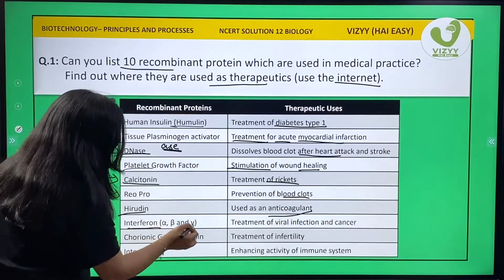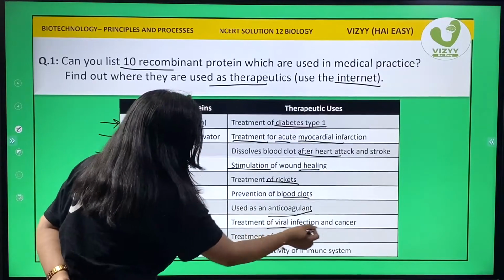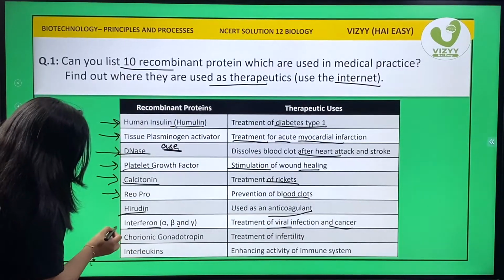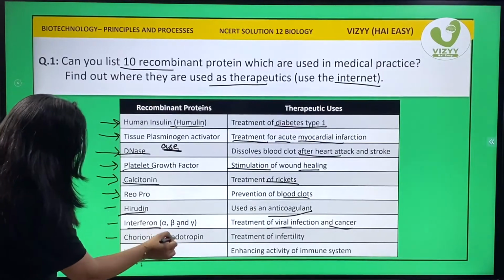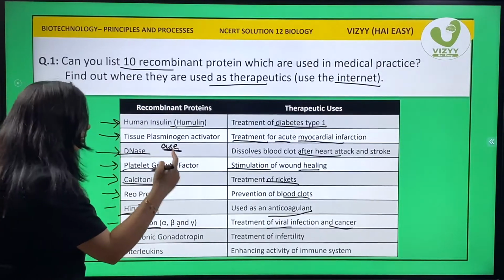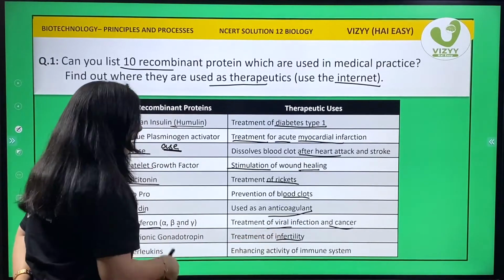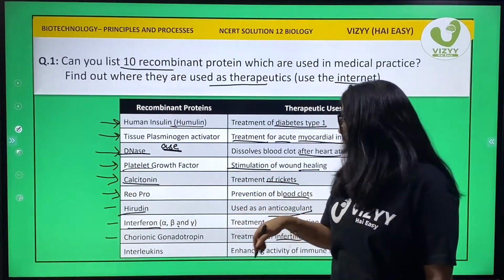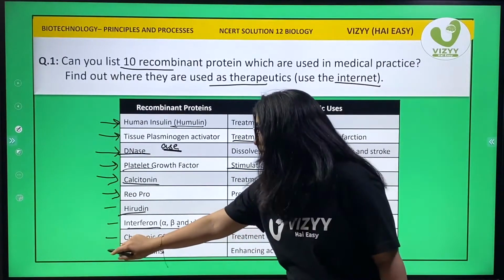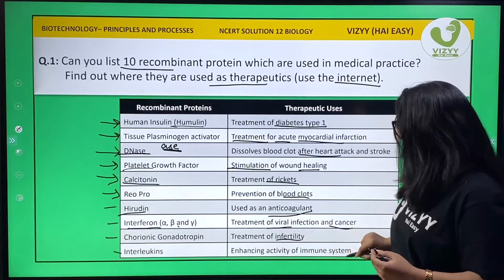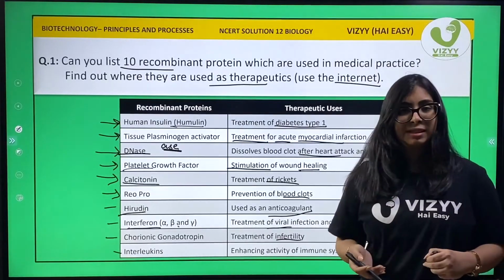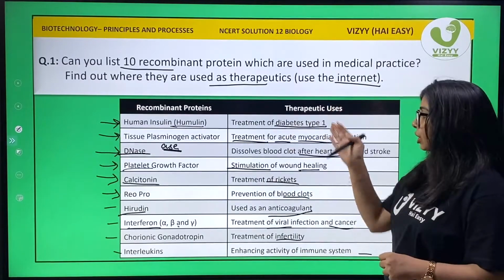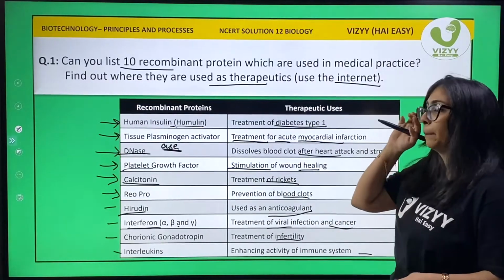Interferon, alpha, beta, gamma are the treatment of viral infections and cancer. Now, we've got chorionic gonadotropin. Chorionic gonadotropin is used for infertility. It's a treatment for infertility. And lastly, interleukins are used for enhancing the immune system. Okay, so we've got 10 recombinant proteins which are used in medical practices.